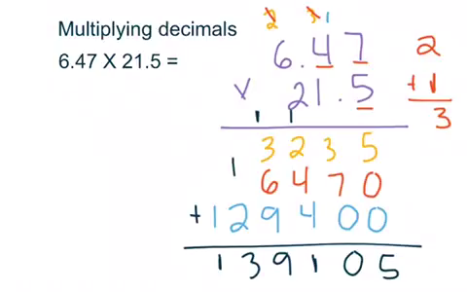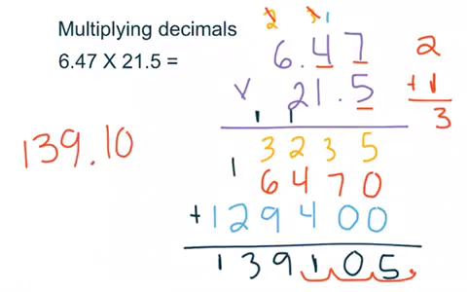With any whole number, I know my decimal begins at the end of a whole number. I need to shift it 3 places because I had 1, 2, 3 digits to the right. So I shift it 1, 2, 3 spaces to the left, and my final product ends up being 139 and 105 thousandths.